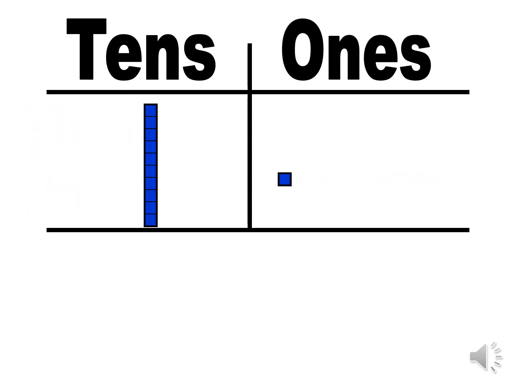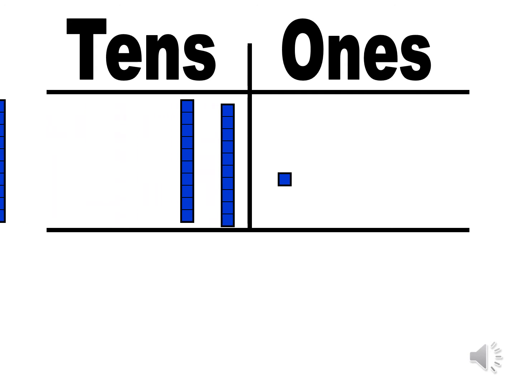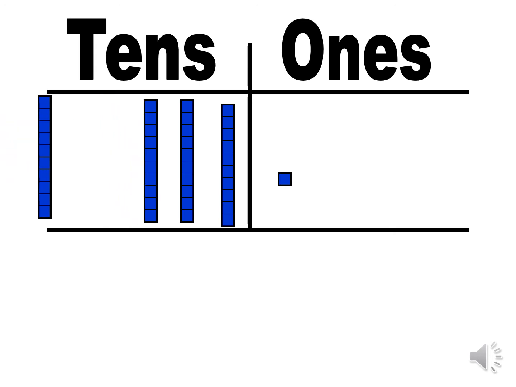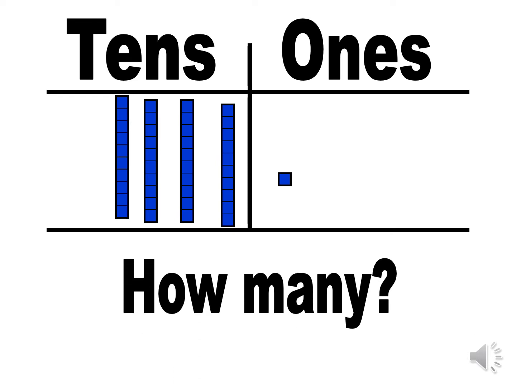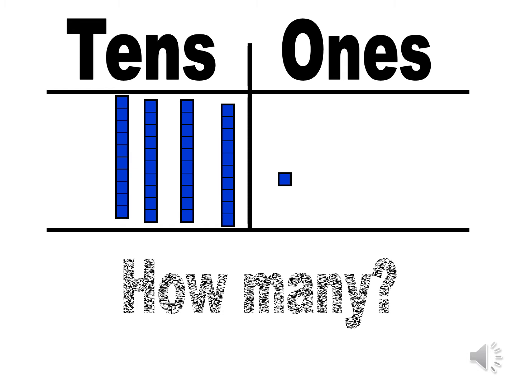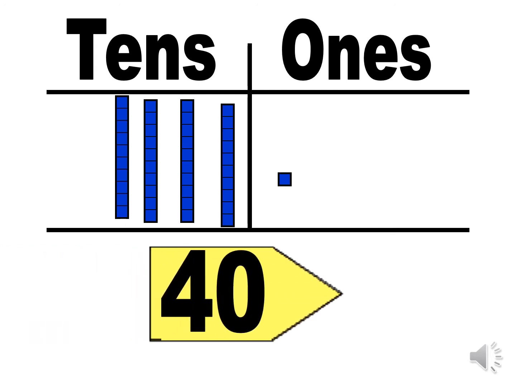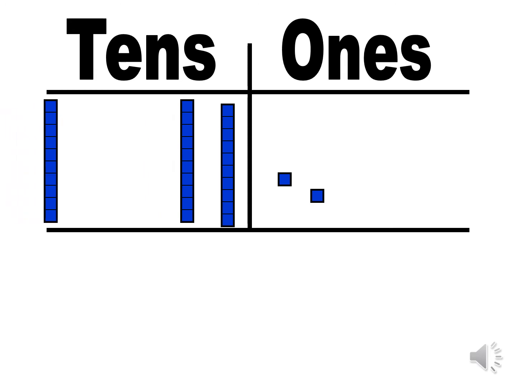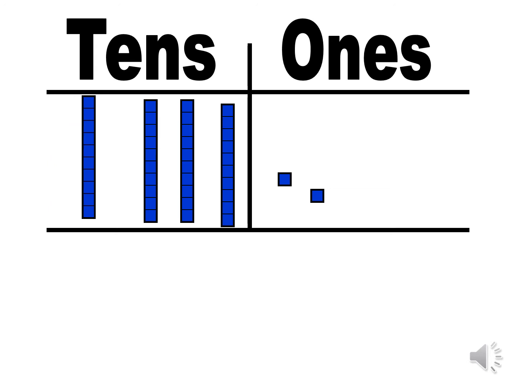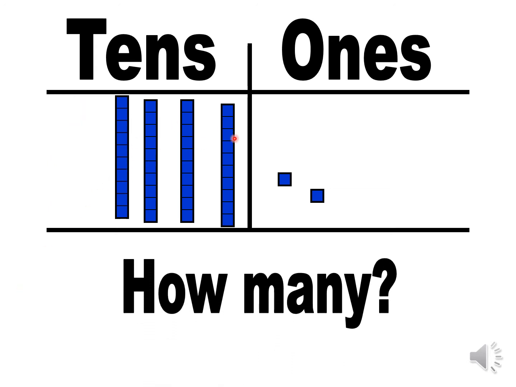How many tens do I have and how many ones? I have 1, 2, 3, 4 tens and 1 ones. 41. How many tens do I have and how many ones do I have in this number? I have 1, 2, 3, 4 tens and 2 ones. 42.